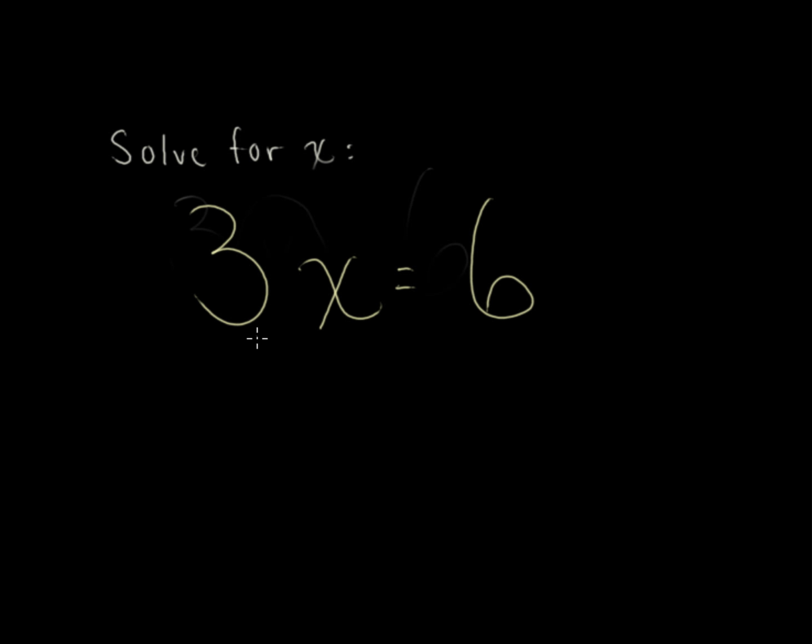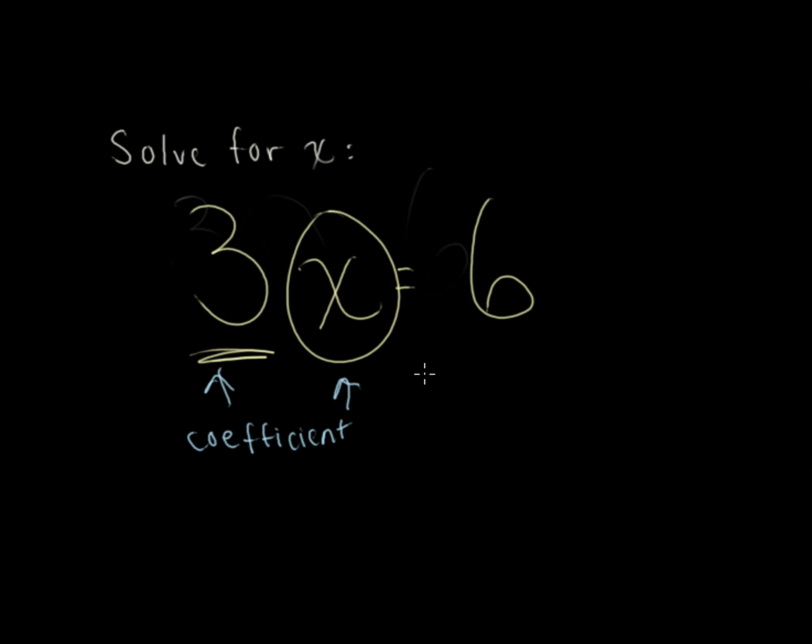So, in order to solve this equation, we have to isolate the x by using the inverse operation on the coefficient. The coefficient right now is 3. And a coefficient is basically a number next to a variable that multiplies it. So, 3x is really 3 times x.